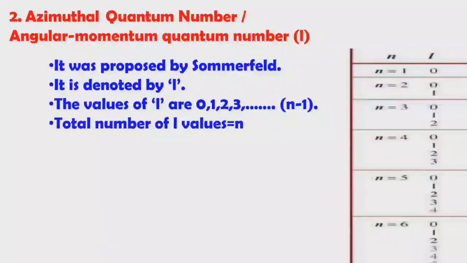Total number of l values is n. If n is equal to 1, then l value is 0, that is only one value. If n is equal to 2, 2 values are present. If n is equal to 3, 3 values are present. If n is equal to 4, 4 values are present.